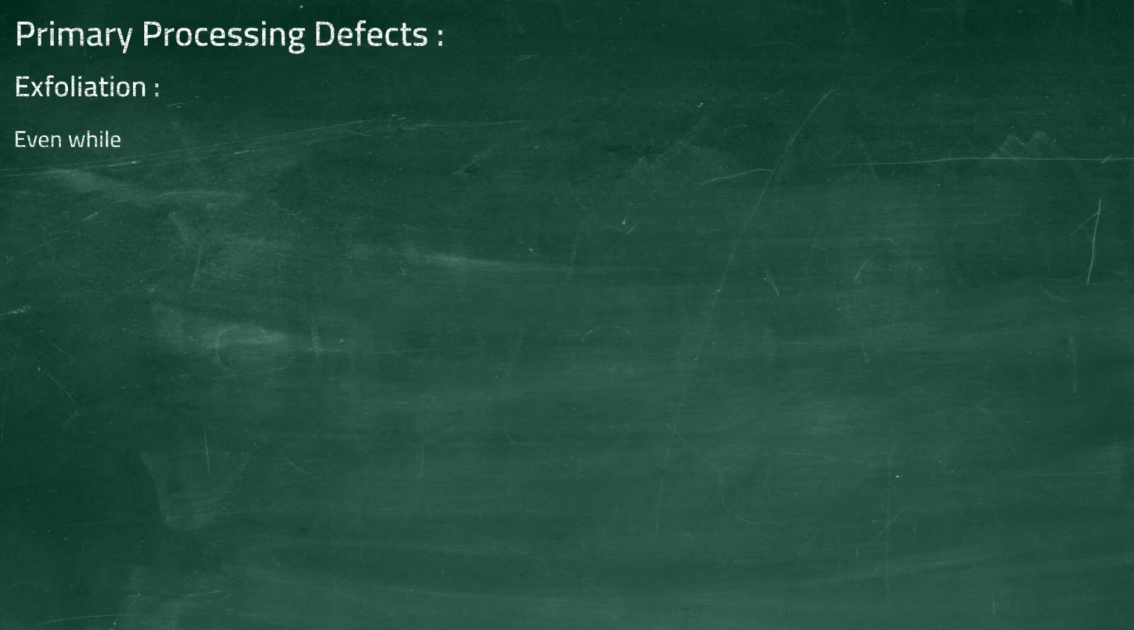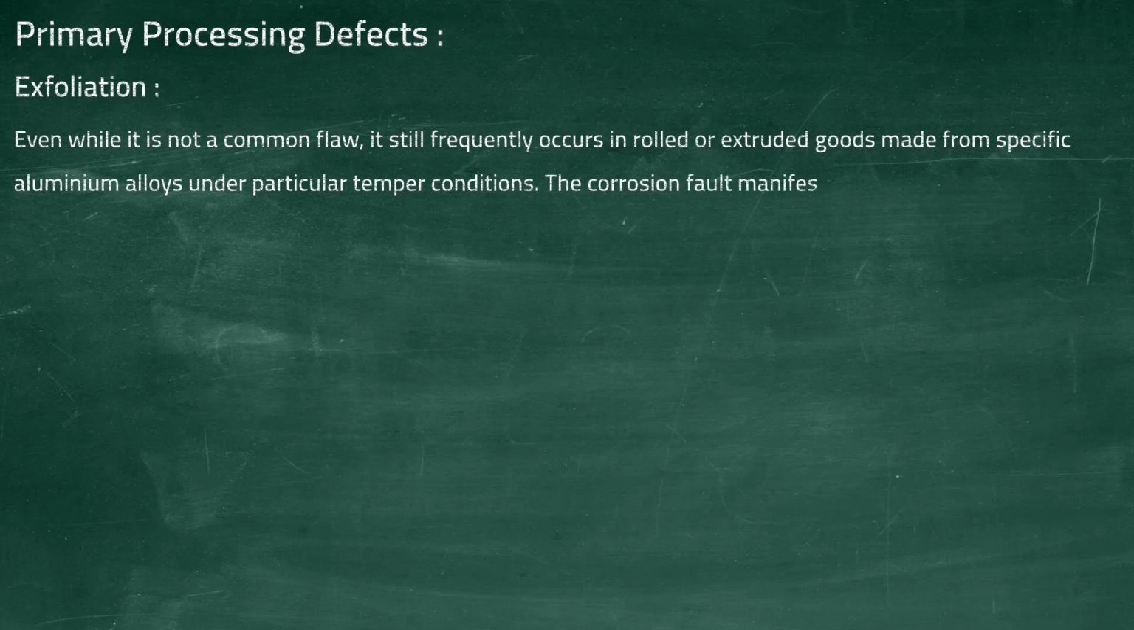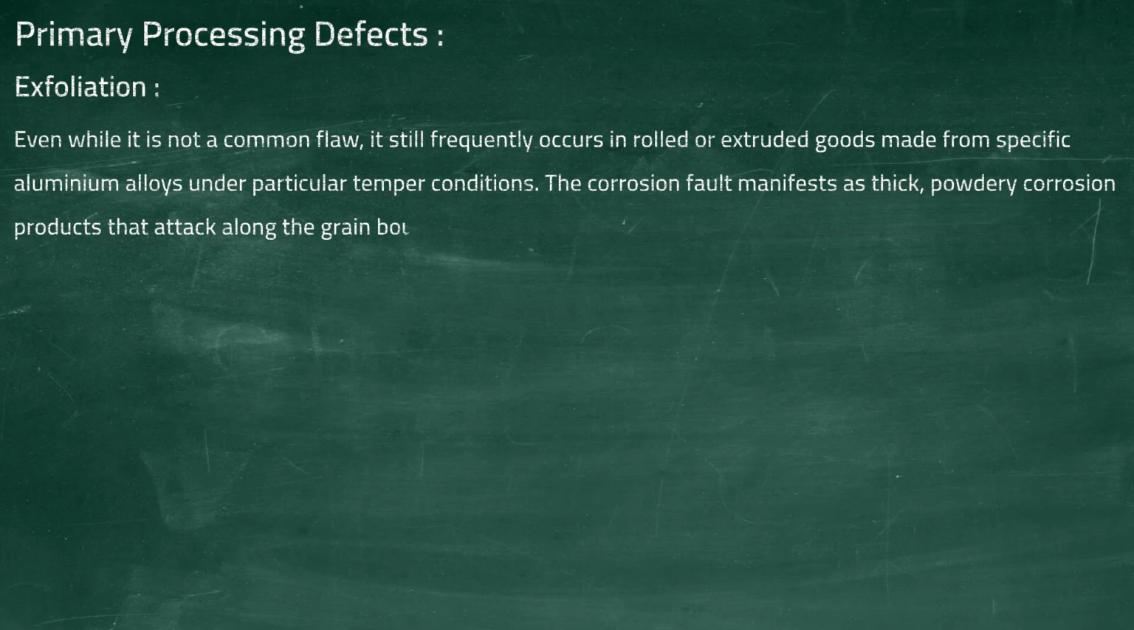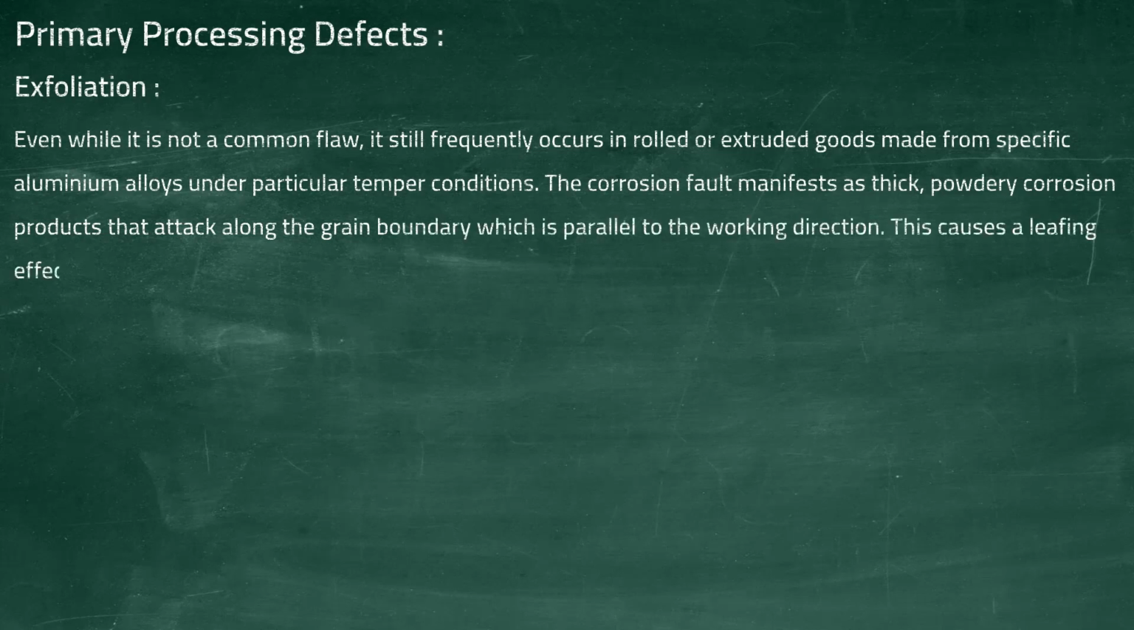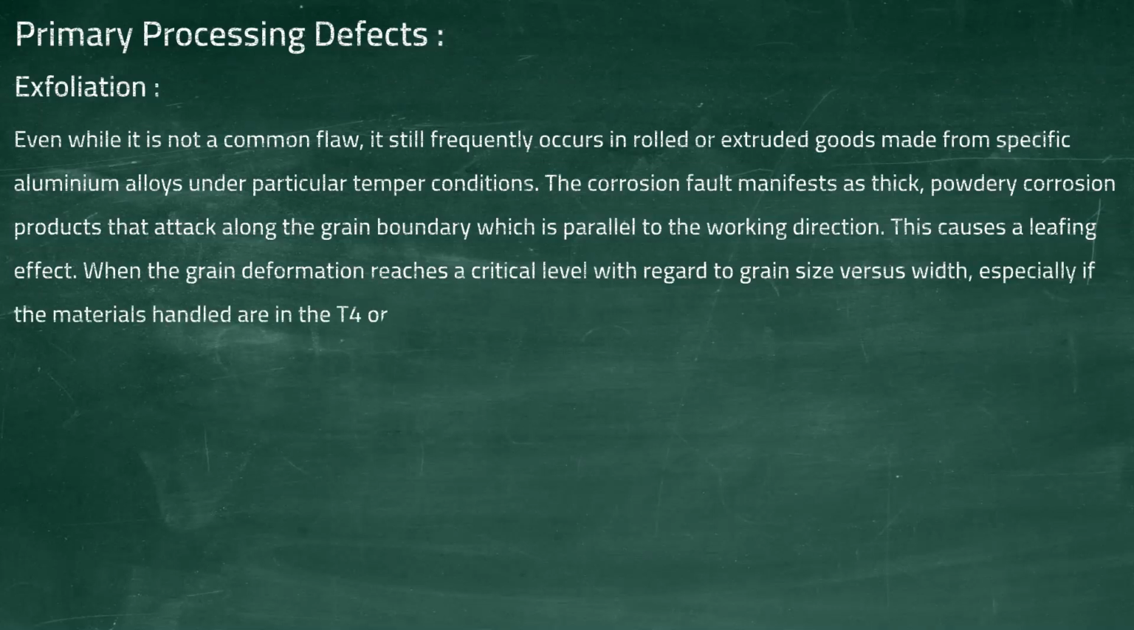Exfoliation. Even though it is not a common flaw, it still frequently occurs in rolled or extruded goods made from specific aluminium alloys under particular temper conditions. The corrosion fault manifests as thick, powdery corrosion products that attack along the grain boundary which is parallel to the working direction. This causes a leafing effect when the grain deformation reaches a critical level with regard to grain size versus width, especially if the materials handled are in the T4 or T6 state. This fault is prone to increase.